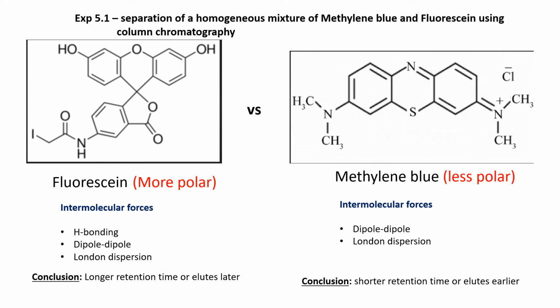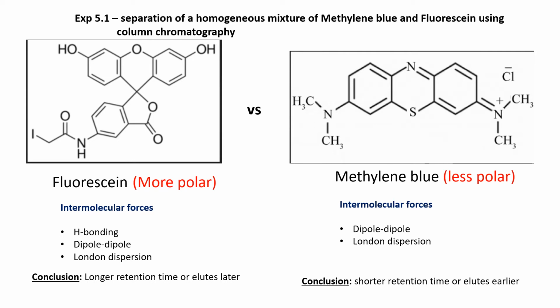Hello class, today we are going to be carrying out the separation of a homogeneous mixture of methylene blue and fluorescein using column chromatography. Now, as you can see from the structures of fluorescein and methylene blue, you can see that fluorescein is more polar than methylene blue, and the reason, of course, has to do with the intermolecular forces that are at play in fluorescein.